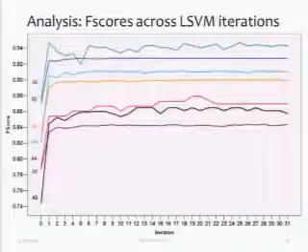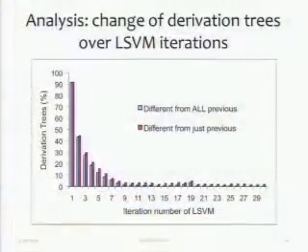So we have also done some analysis. This one shows the learning curve of this model evaluated on the test data across LSVM iterations. As you can see, in the first iteration the performance increased dramatically, and then with more iterations the performance levels off. And this figure shows the change of the unseen derivation trees across LSVM iterations.